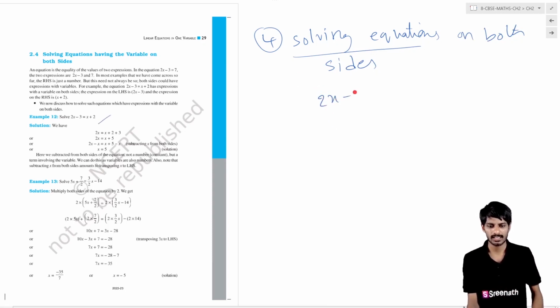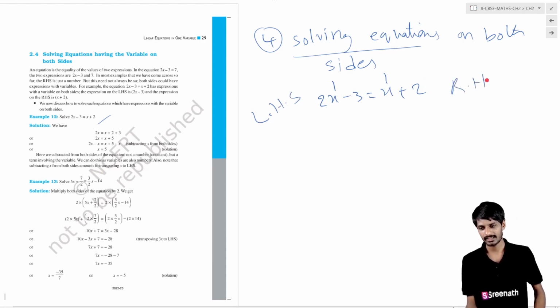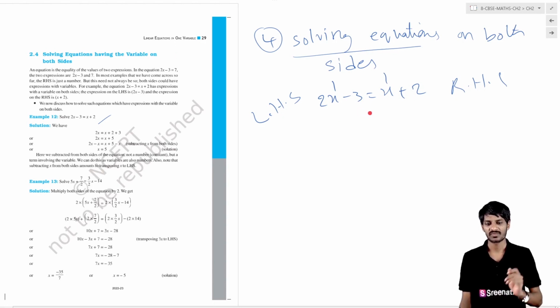What are examples of these equations? 2x minus 3 equal to x plus 2. Here x is the variable and it is on the left hand side and also on the right hand side, but the variable is the same, only one variable throughout the equation. So it is a linear equation in one variable. How can you solve this? We can solve these equations very easily.